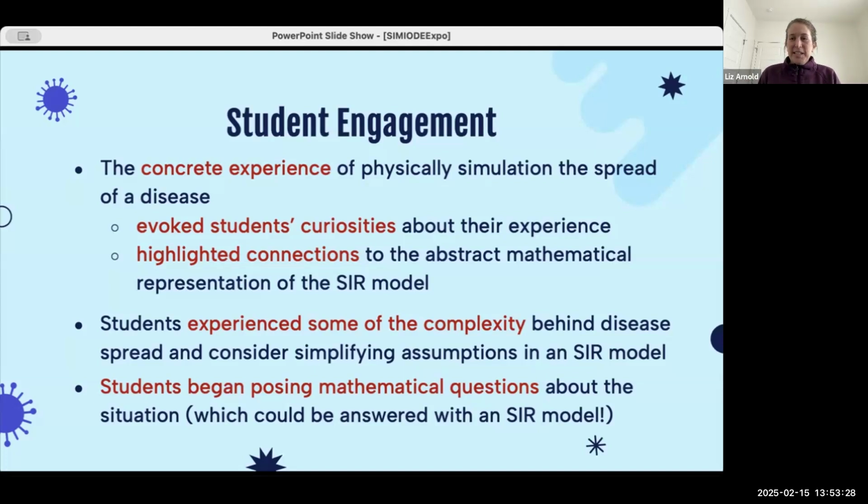And what was really exciting is students began to pose their own mathematical questions. When we had these discussions, students started to ask questions that I, as an instructor, could say, that's an awesome question. And how can we answer that? We can answer that with an SIR model using differential equations. So it really motivated the use of differential equations. This is what we found.